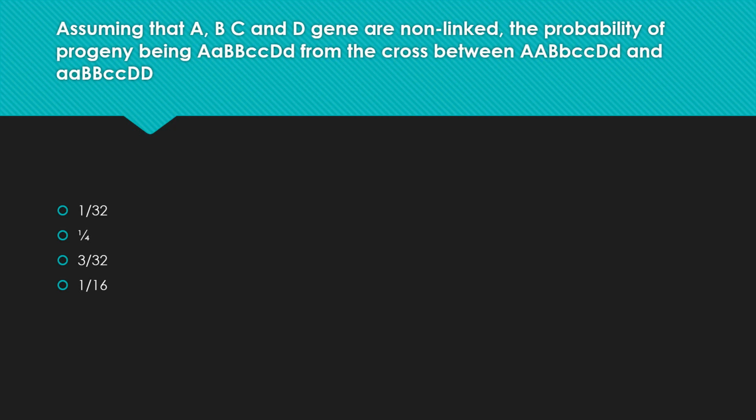So this is a question which came in 2019 CSIR NET. It says that assuming that A, B, C and D genes are non-linked. First of all, I would like to tell you the meaning of this word non-linked. I hope most of you might know this, but for those who don't know the meaning of non-linked, let me tell you.